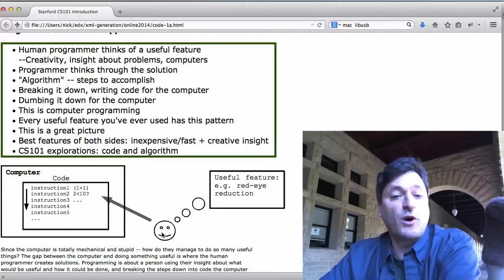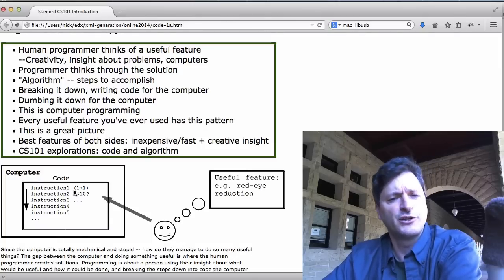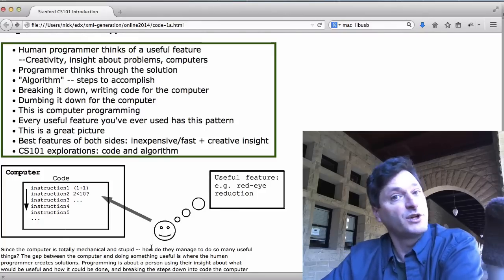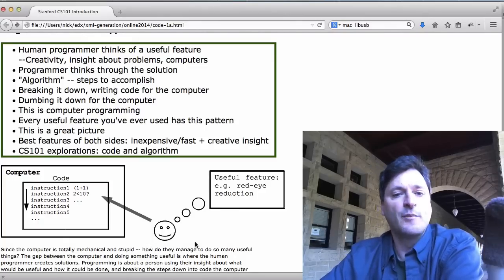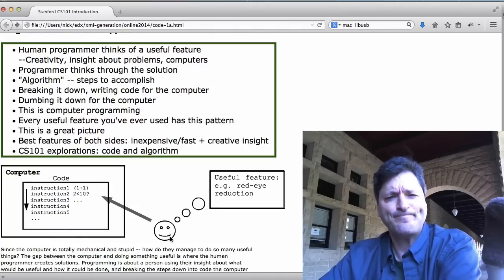And in a way, CS101 is going to look at this picture. We're going to examine the left. We're going to look at what code looks like and what its limitations are and what it can do. And then I'm going to want to formulate little computer programs that we can play with and that you can write, to try and see both sides and get a feel for how the whole picture works.